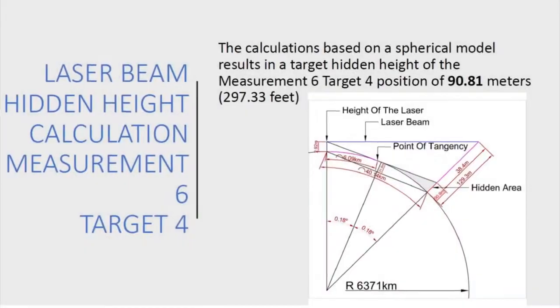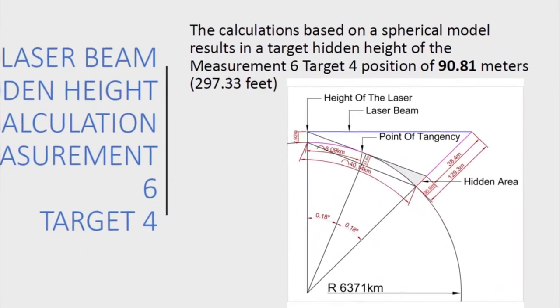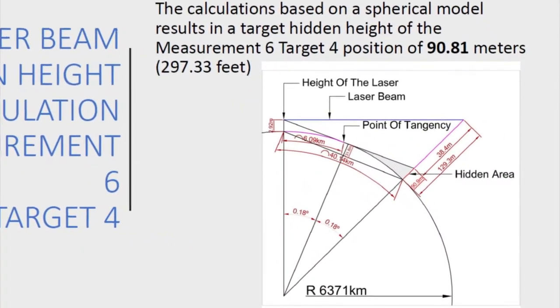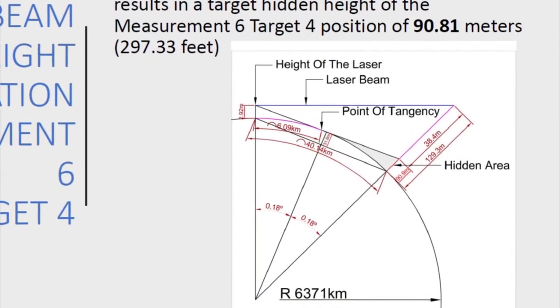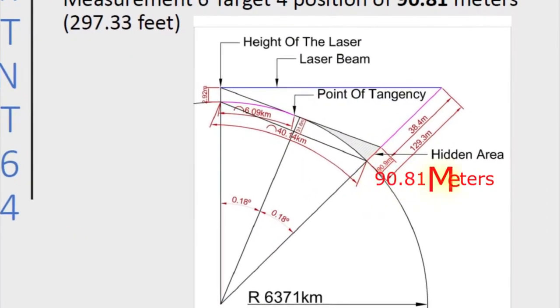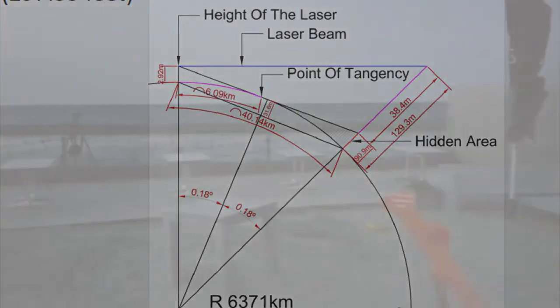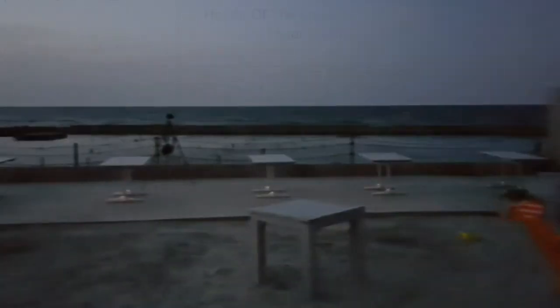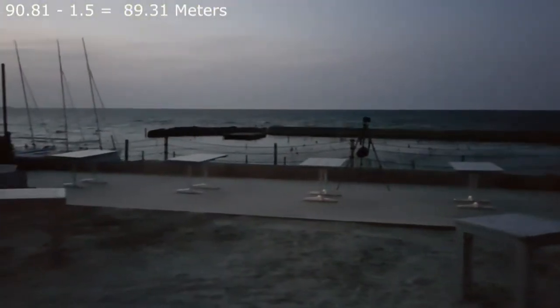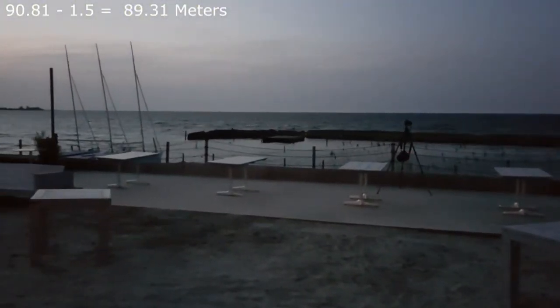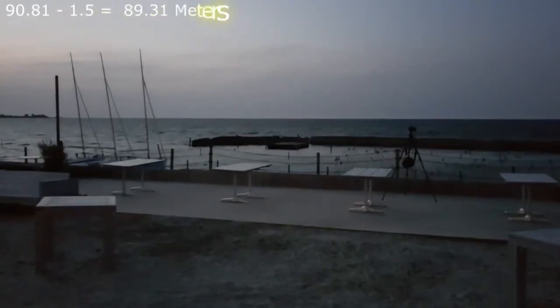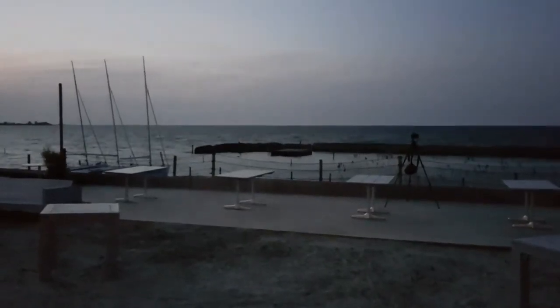The 40.14 kilometer calculations based upon the WGS-84 geoid model resulted in a target hidden height of 90.81 meters, or 297.33 feet, for measurement 6, Lake ISIL, target 4 location. The WGS-84 mathematical construct differed by 89.31 meters in this measurement, which meant 98% of the target hidden height was visible.